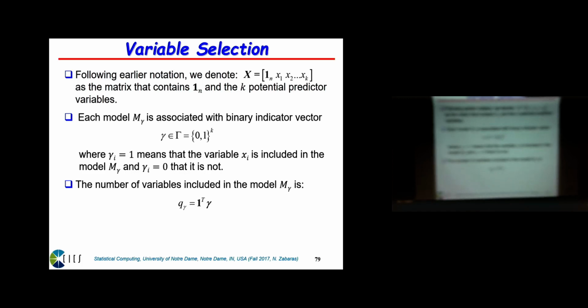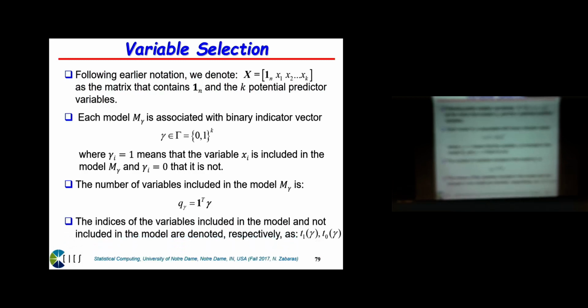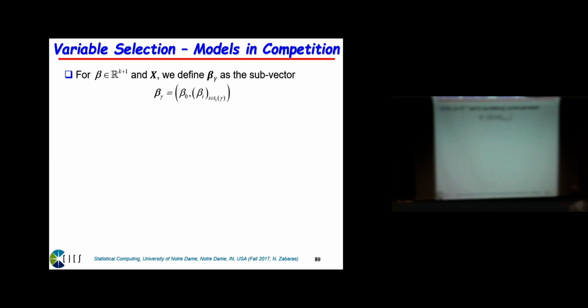Okay? And two variables that I'm going to introduce: T1 of gamma will be the set of the indices of the variables that are in the model, and T0 of gamma the variables that are not in the model. I'm going to show you this when you see the analysis shortly. So, for example, if I use a model beta gamma, this will consist of the intercept beta 0, the regression coefficient for the bias, and then the parameters beta i, where i belongs to T1 of gamma.